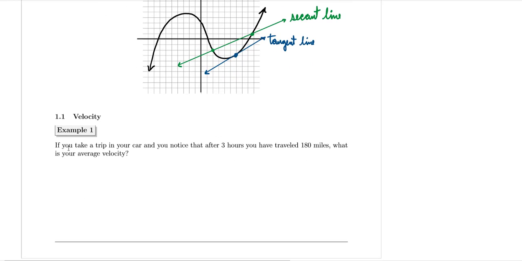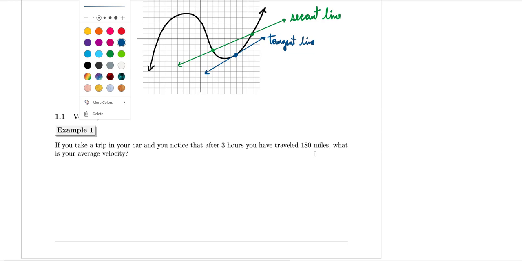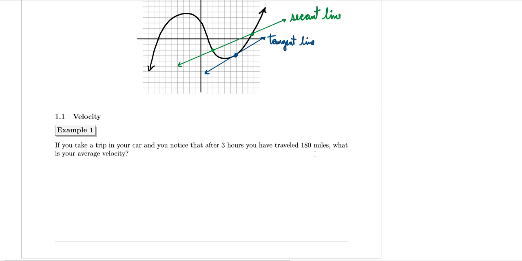Let's say that you were to take a trip in your car and you notice that after 3 hours you have traveled 180 miles. Well, what would be your average velocity? If you've taken a physics course, you might already know the definition for velocity, or how we find the velocity here. But if not, no worries. This is a calculus course, not a physics course, so let's just review here. How do we find the average velocity?